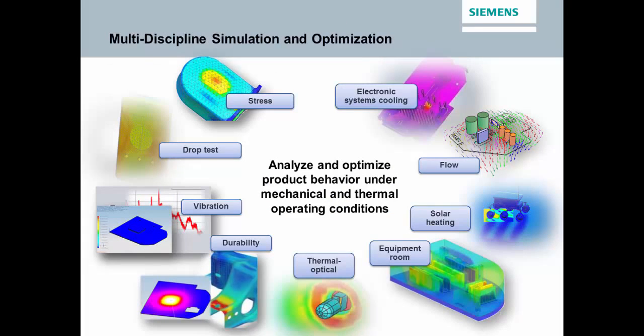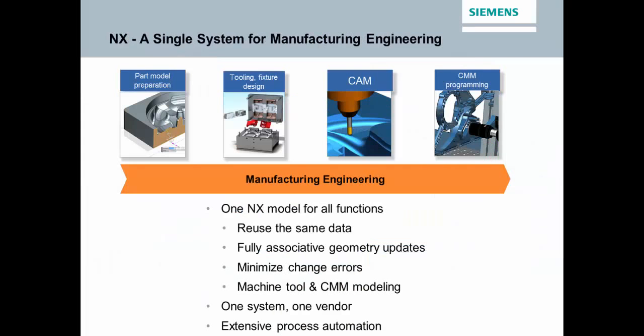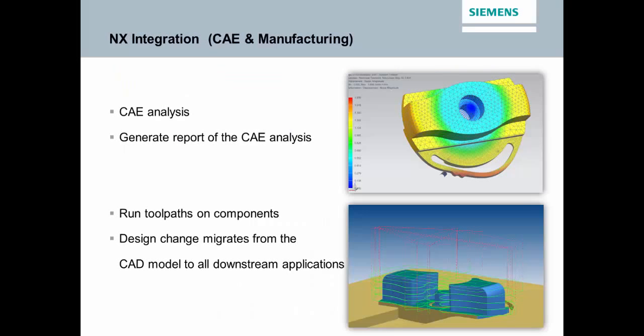So with our multidiscipline simulation capabilities, you may want to do things like vibration, durability, and flow analysis. All of these can be done with our CAE tools. And within CAM, for computer-aided manufacturing, it's one model that drives everything downstream, as we discussed, to very quickly generate toolpaths on those components for manufacturing processes out on the shop floor. All in one system, one vendor.